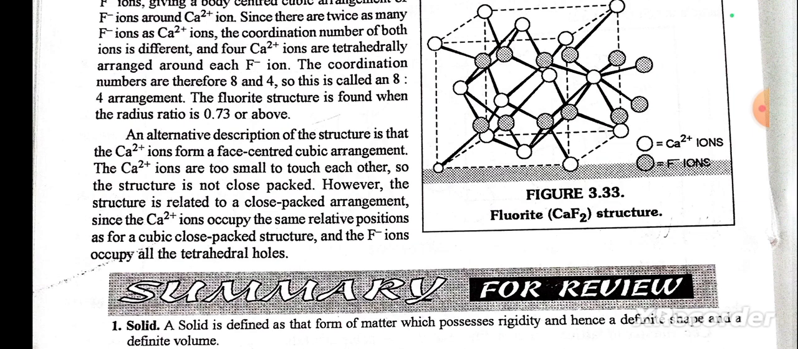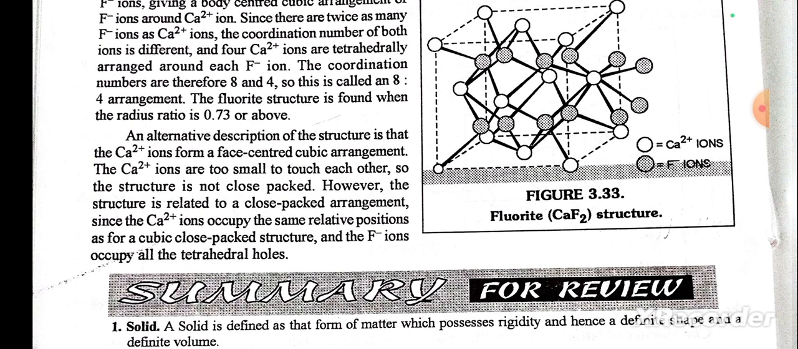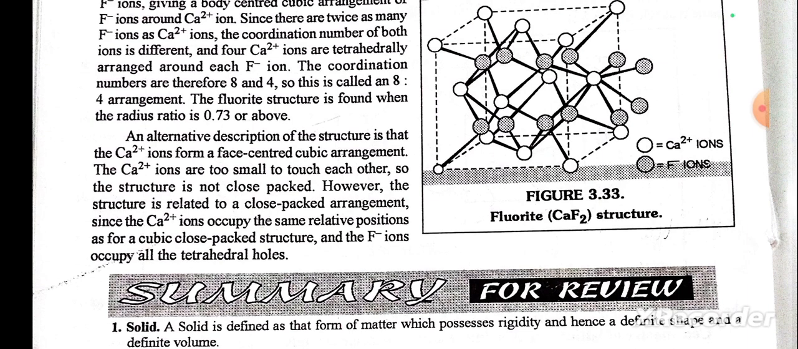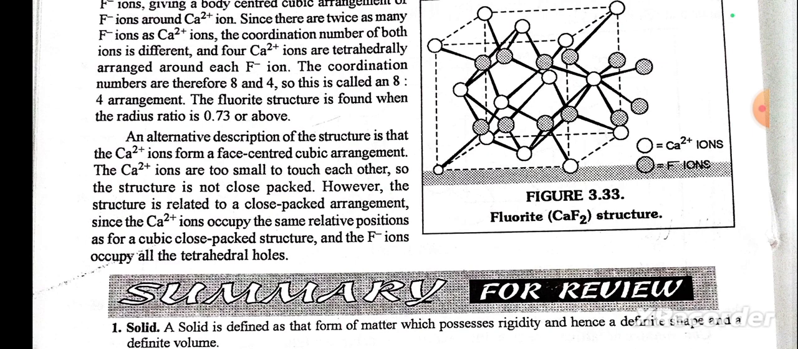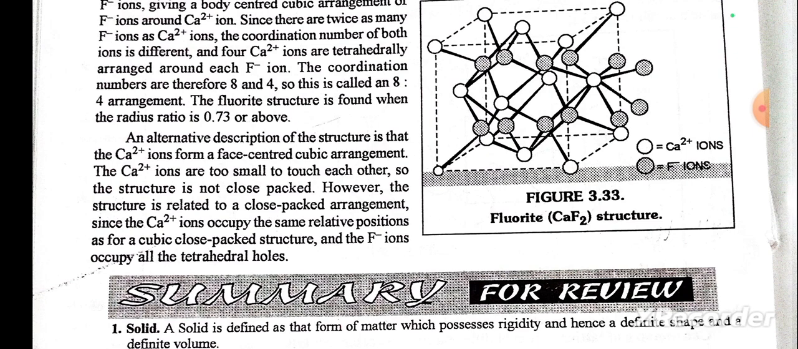The fluorite structure is found when the radius ratio is 0.73 or above. An alternative description of the structure is that the Ca2+ ions form a face-centered cubic arrangement, and the Ca2+ ions are too small to touch each other, so the structure is not closely packed. However, the structure is related to the close-packed arrangement, since the Ca2+ ions occur in the same relative positions as in a cubic close-packed structure, and the F- ions occur at all the tetrahedral holes.